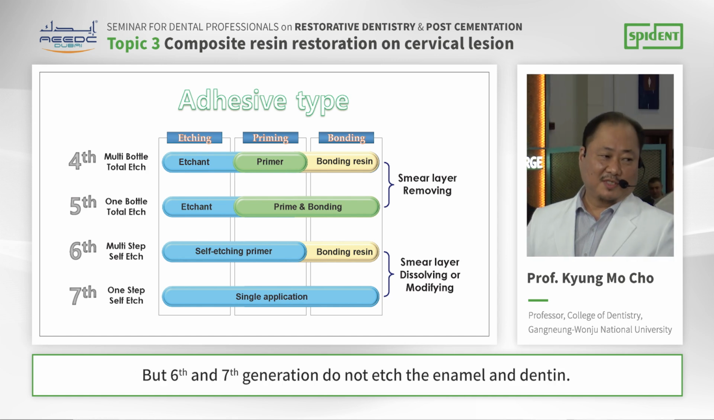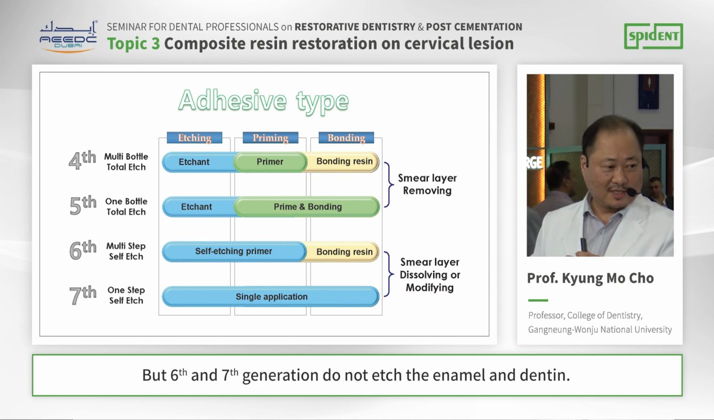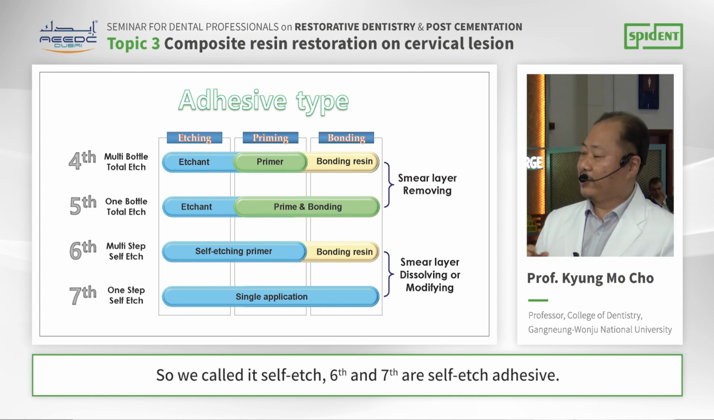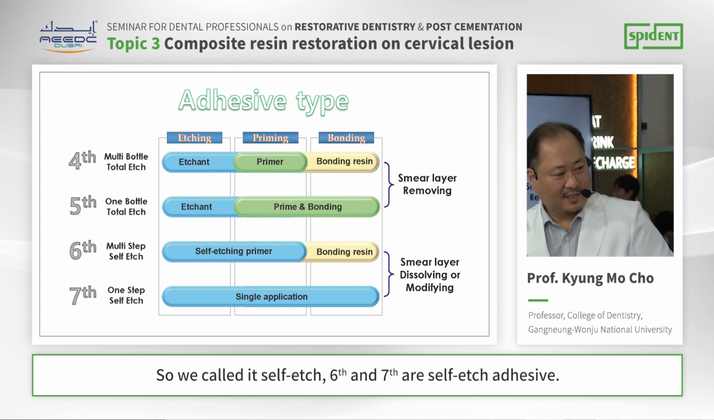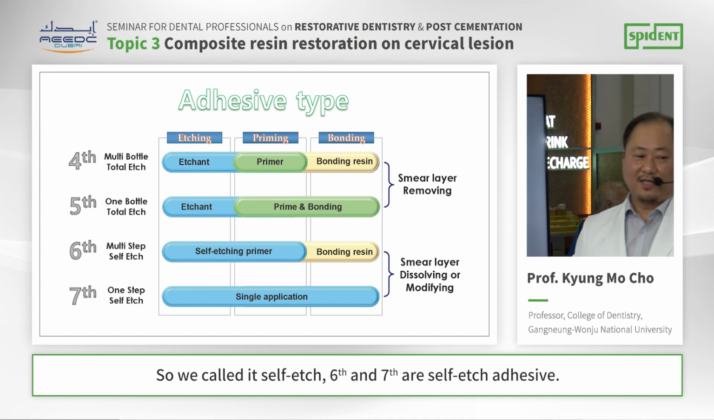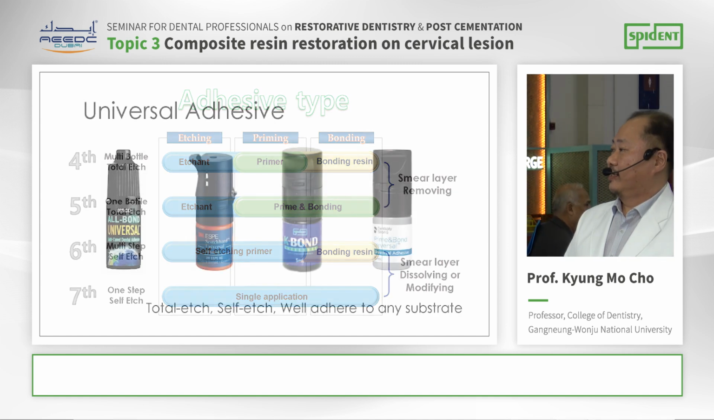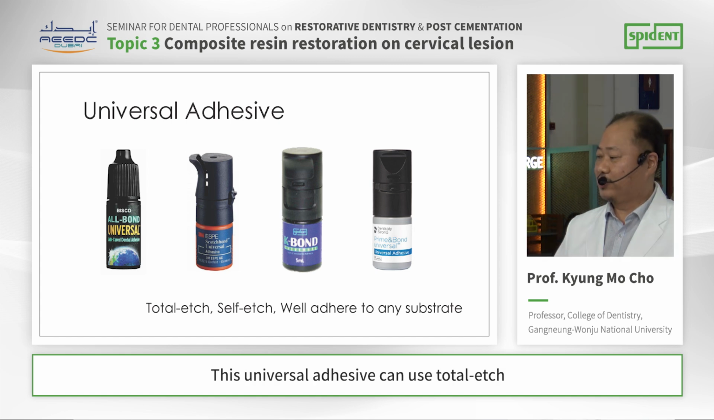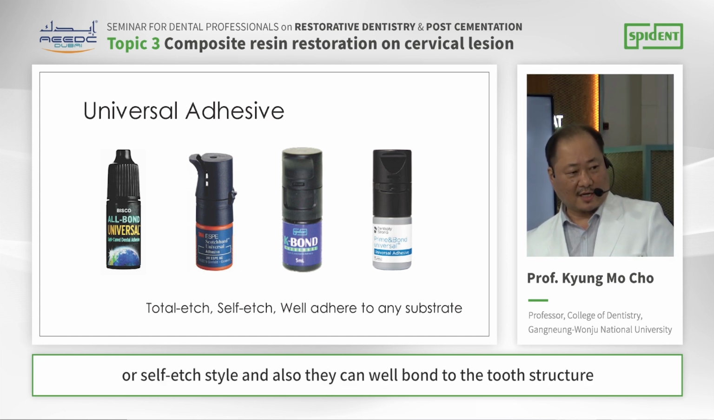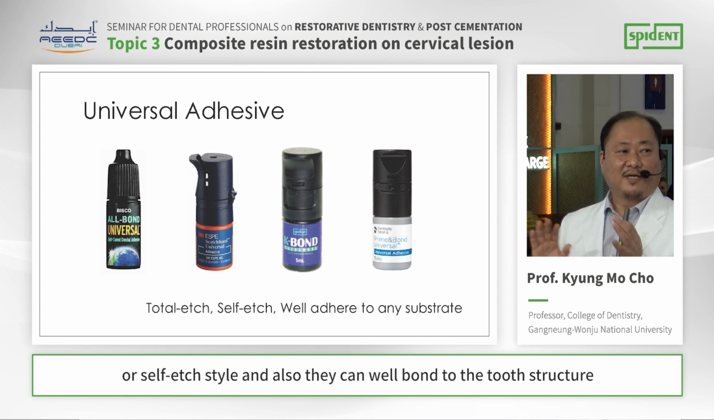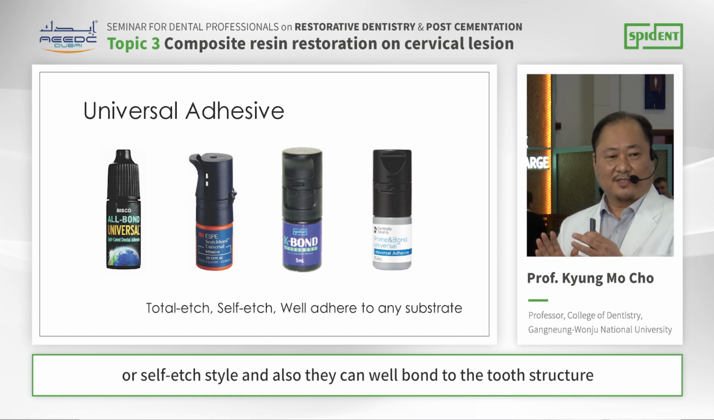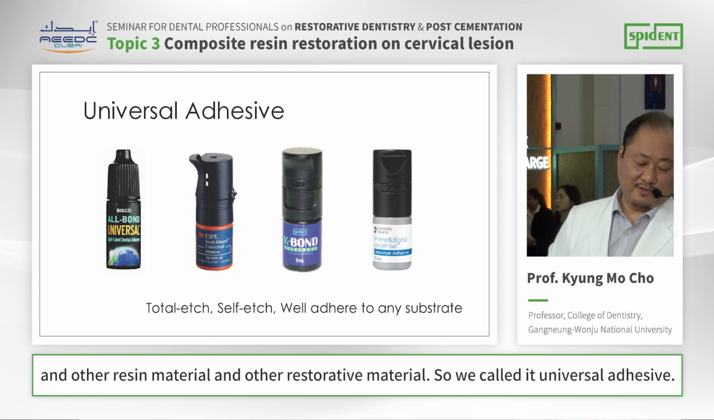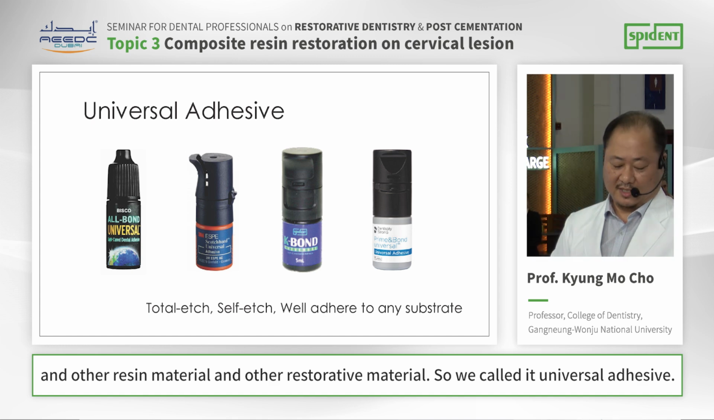But the sixth and seventh generation do not etch the enamel or dentin. They only apply their adhesive, never rinse it, and so we call this self-etching. So this is the 6th and 7th generation self-etching adhesive. And nowadays we also use universal adhesive. This universal adhesive can be used in total-etch or self-etch style, and it can also bond to tooth structure and also other resin materials and other restorative materials. So we call it universal adhesive.